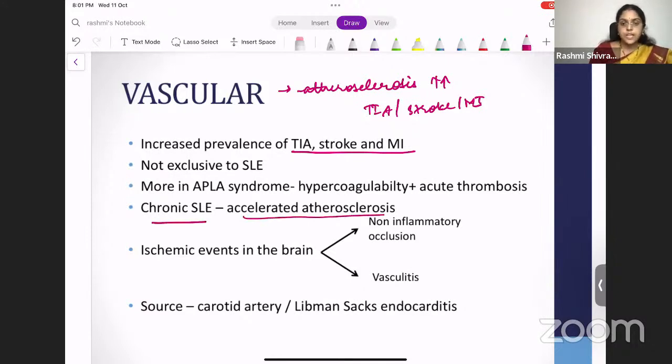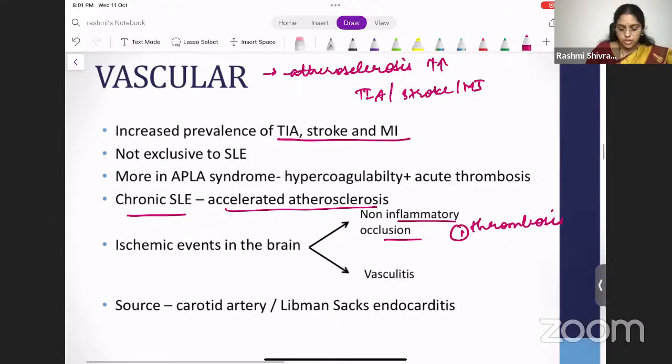So what happens? There can be a non-inflammatory occlusion. A thrombotic occlusion can be there. Thrombosis can be there. But there can be one more manifestation. It could be because of vasculitis. There could be vascular inflammation, because of which the patient is developing these vascular complications. So one complication is thrombosis, and the second manifestation will be vasculitis.